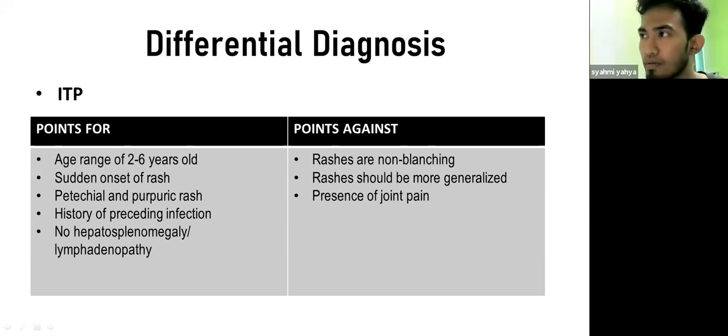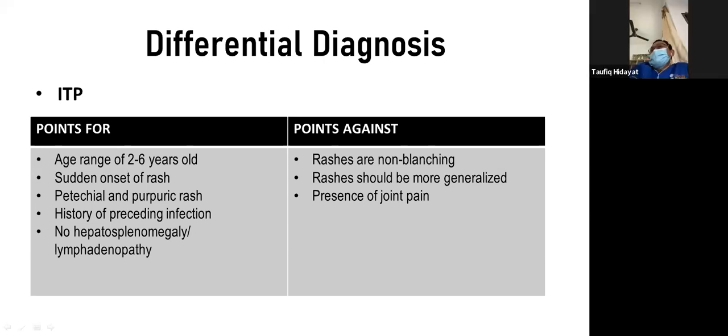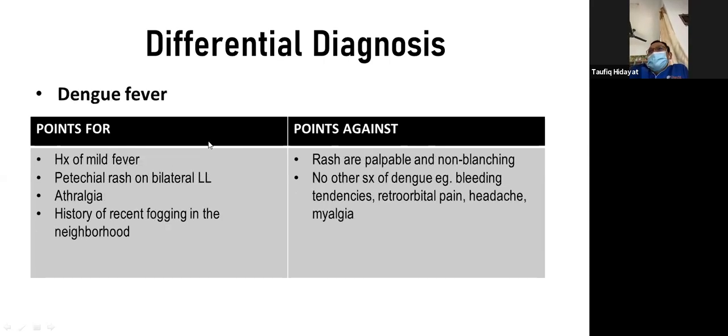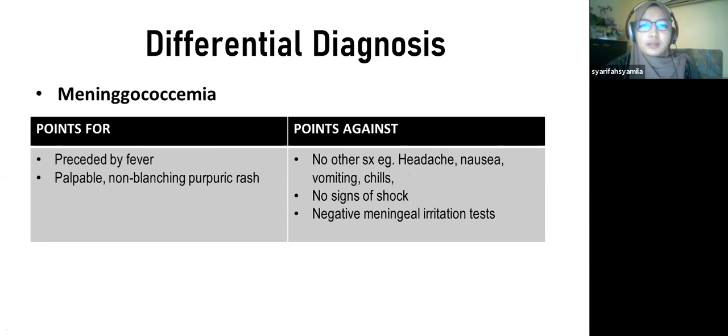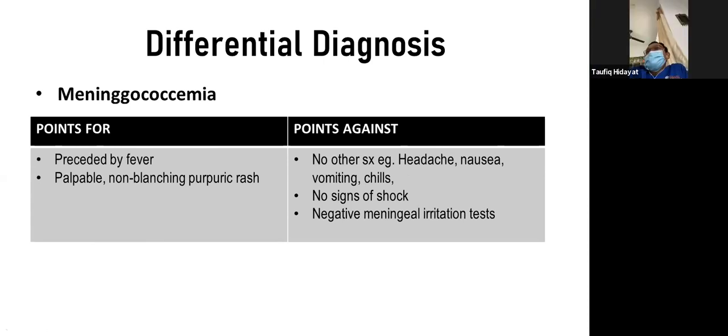Ya, acute onset fever kan, continuous and high grade kan. Acute tu maknanya dia less than 1 week. Dia demam 2 hingga 7 hari kan. Ini pasien dah minggu lepas demam, tak akan sekarang jadi dengue fever ya. Dah already 1 week before the symptom. So we don't diagnose dengue lah in this case. Lain apa differential?